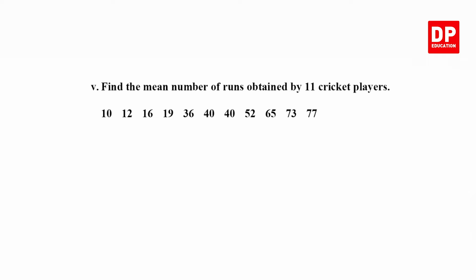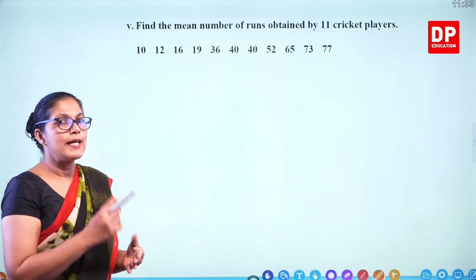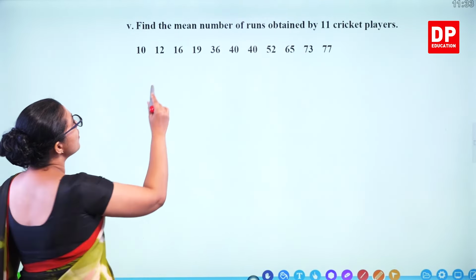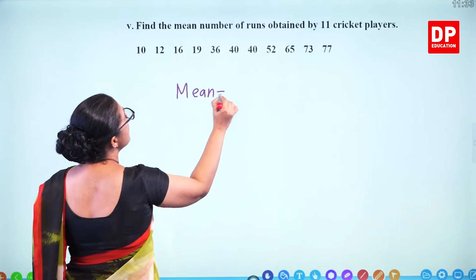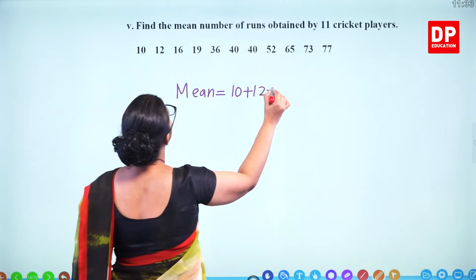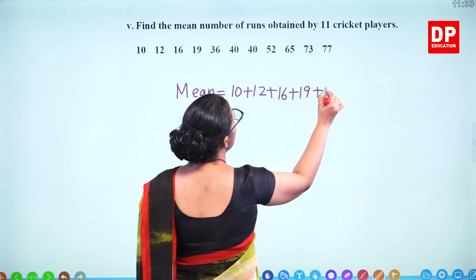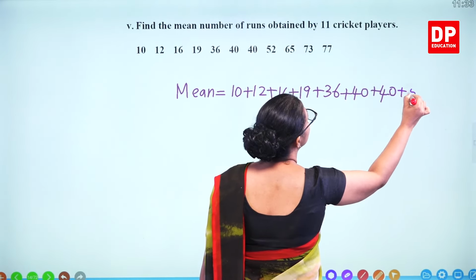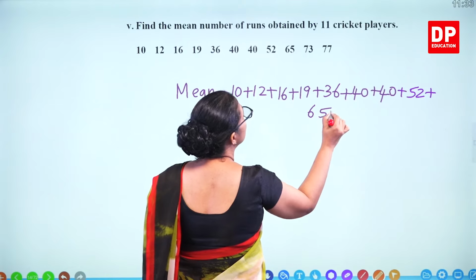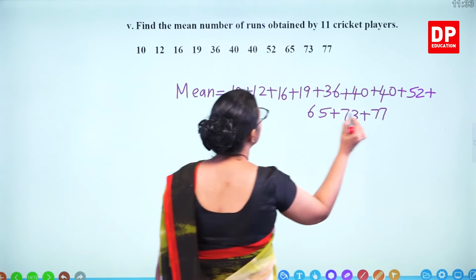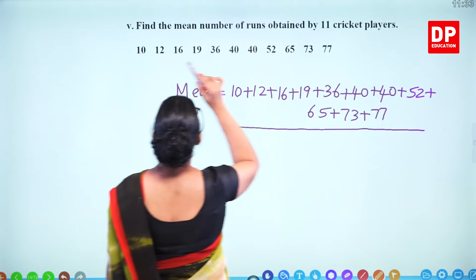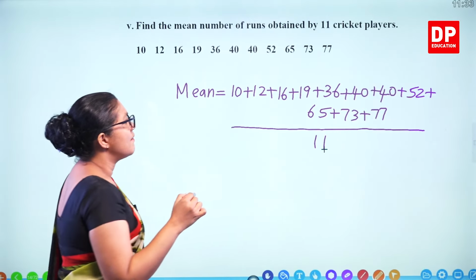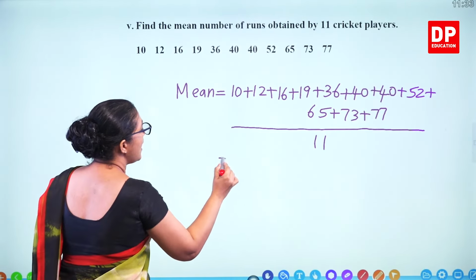Find the mean number of runs obtained by 11 cricket players. What's the mean? Take the sum of all numbers divided by number of data. So you can find out the mean by adding all these and divide by number of numbers. 1, 2, 3, 4, 5, 6, 7, 8, 9, 10, 11. 11 numbers are there. So we'll add it.